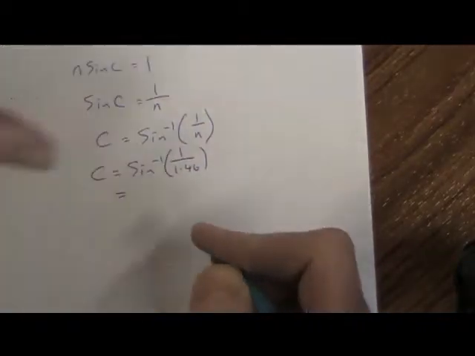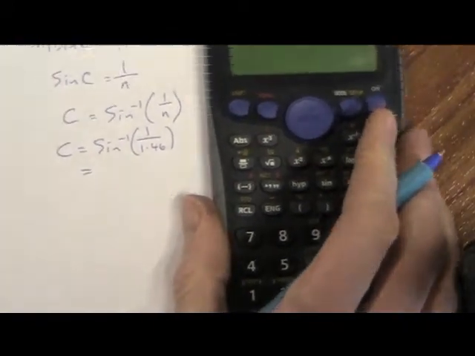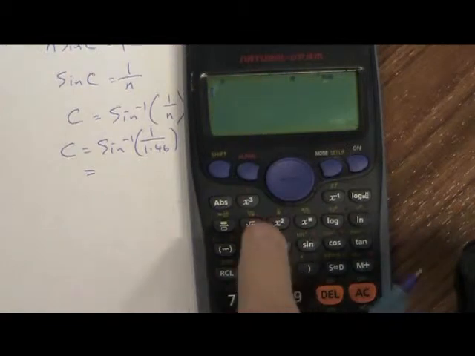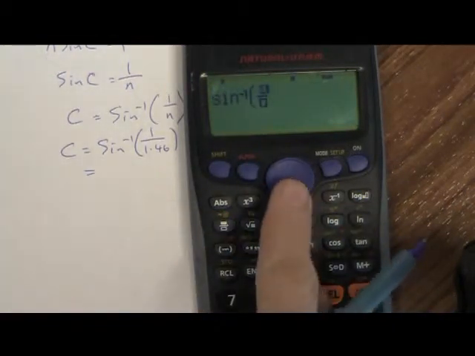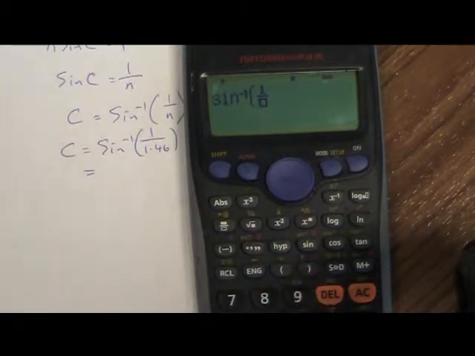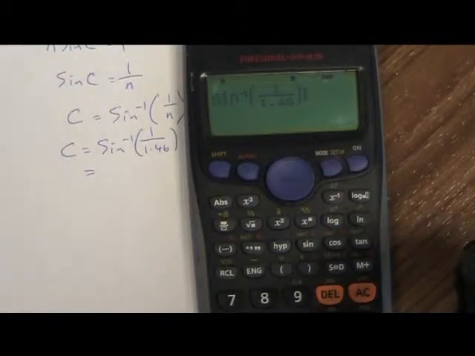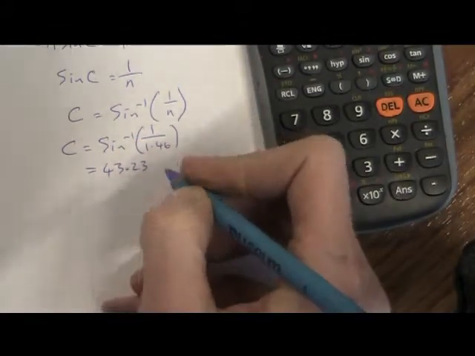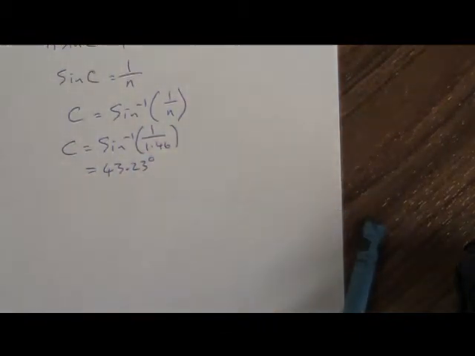Now you type that into a calculator. Let's get a calculator and type it in exactly as we see it. So shift sine gives inverse sine, then fraction 1 divided by 1.46, like that, enter. And we get 43.23. Now what is a critical angle? It's an angle, so its units are degrees.